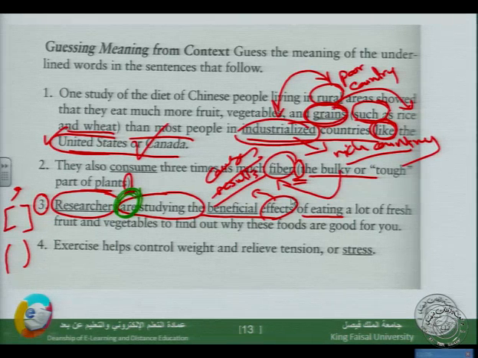The last one, number 4, exercise helps control weight and relieve tension or stress. شو معنى stress؟ We have a sign. في عندنا دليل لمعناها هي or أو. الأو بمعنى البديل alternative. فstress شو معناها؟ tension. So did you get the meaning?